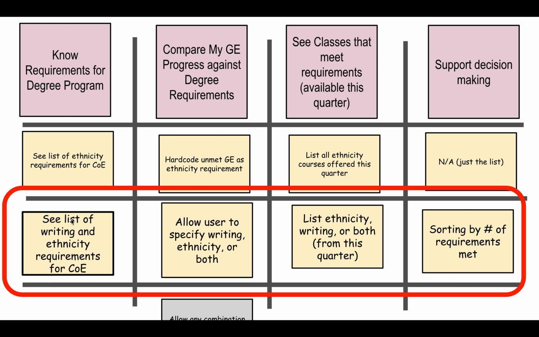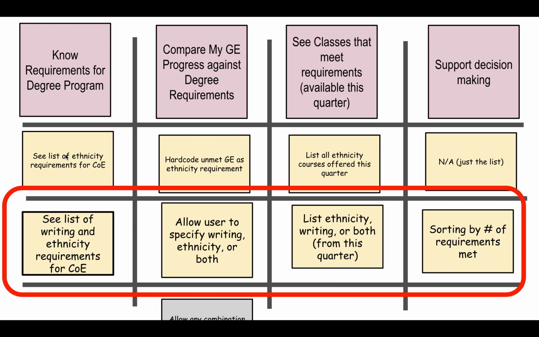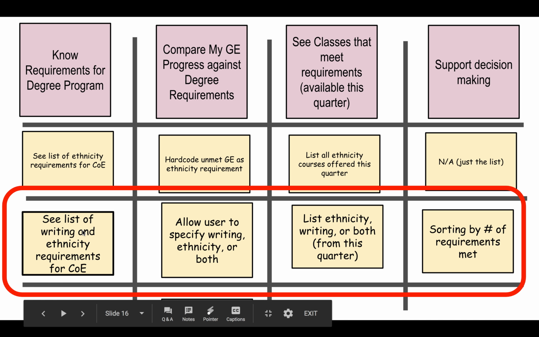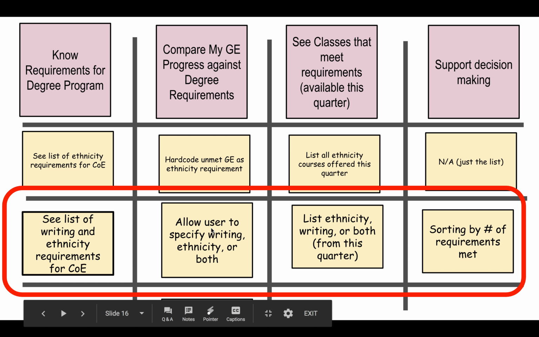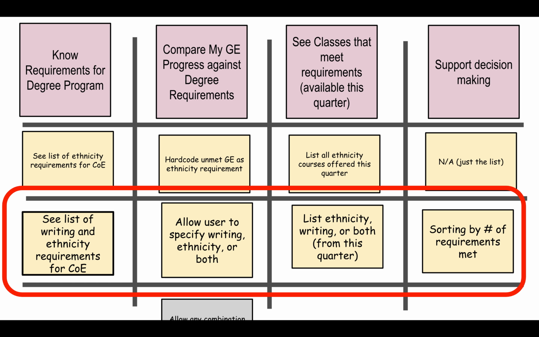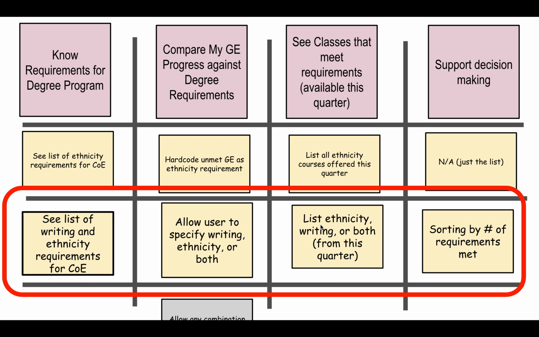In the second iteration, we would see a list, not in the first slice, we're just looking at the ethnicity requirements. In the second one, we want to be able to see a list of the writing requirements and or the ethnicity requirements. We want to allow the user to tell us, oh, I need the writing course, or I need the ethnicity course, or I really need both of them. We want to be able to list all of the courses that meet either the ethnicity requirement or the writing requirement, or both of them from this quarter.